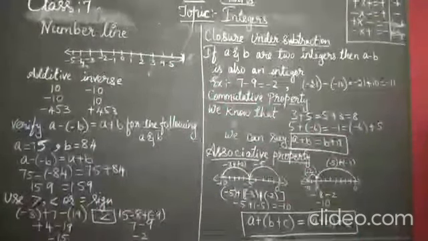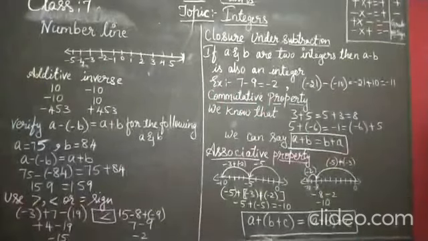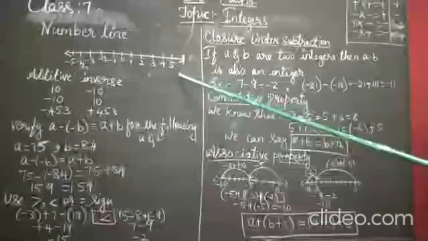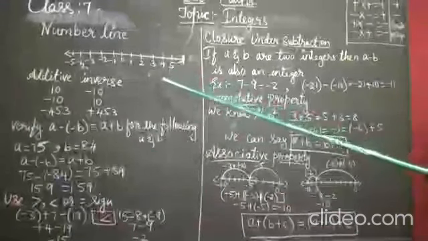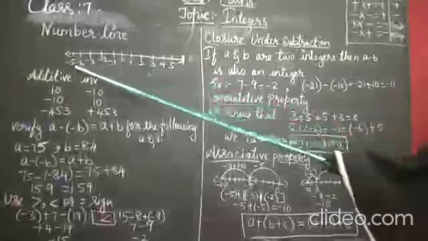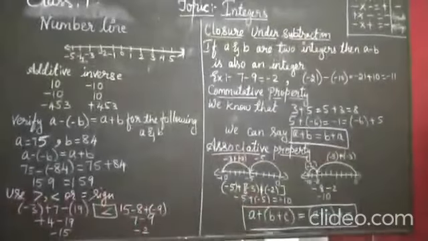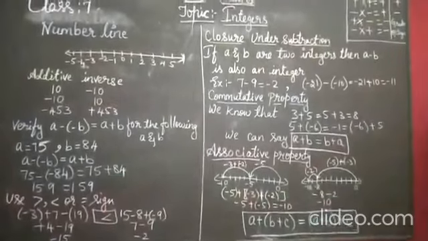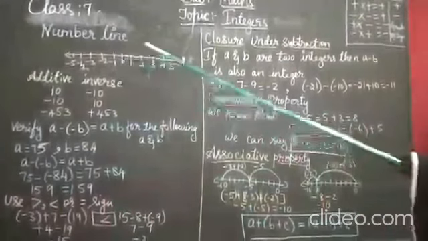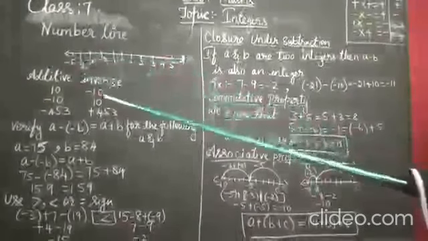How are we going to add all these integers? What happens when I add any positive integer on the number line? It is positive. Add a positive integer, we move to the right. Add a negative integer, we move towards the left. Subtract a positive integer, we move to the left. When we are adding, we are moving towards the right. When we are subtracting, we move towards the left on the number line.